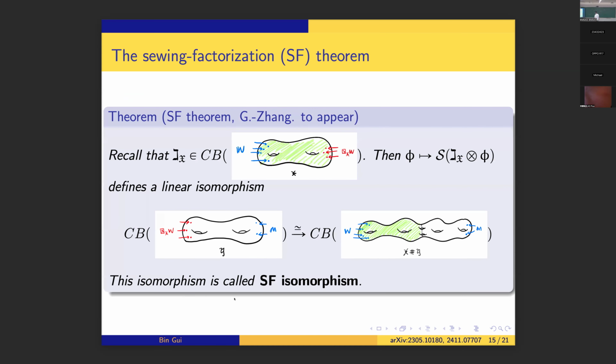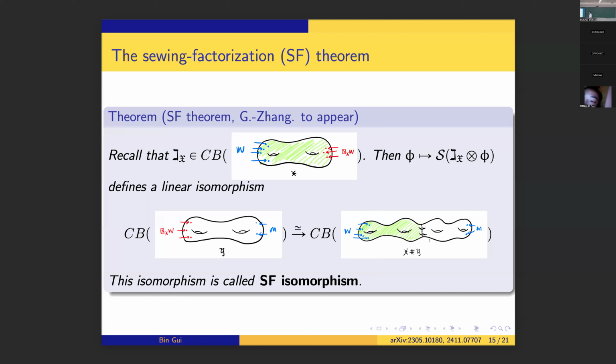With the help of the notion of fusion products and dual fusion products, we can talk about our more precise version of the sewing factorization theorem. We can describe it in terms of an explicit isomorphism of vector spaces. Roughly speaking, it tells you how the higher genus conformal block could be related to the lower genus conformal block. Look at this picture. Suppose that I have a higher genus compact Riemann surface, and again I group the marked points into two groups. On the left-hand side, I associate a module W. On the right-hand side, I associate a module N.